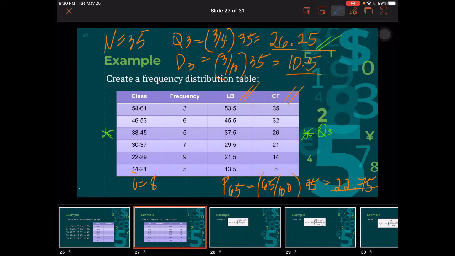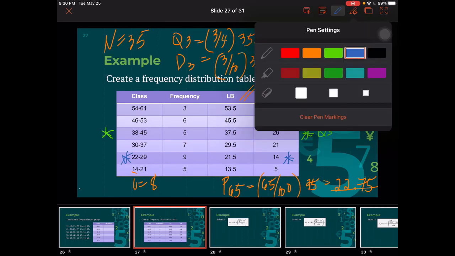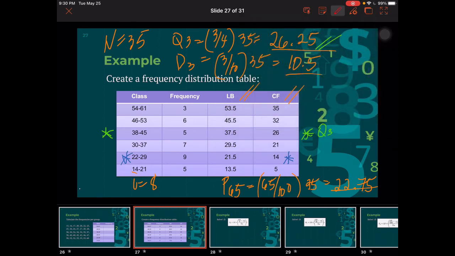So, I'm gonna use blue naman for D3. D3 daw ay 10.5. Si 10.5 ay nandito. And then, last but not the least, I'm going to use red, si P65, 22.75. So, it's actually found on the same class as Q3, which is okay lang. Wala naman nagbabawal sa kanya. Okay? Ganun talaga, minsan nag-aabot sila sa isang class.